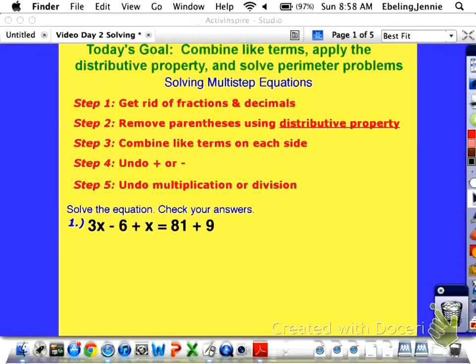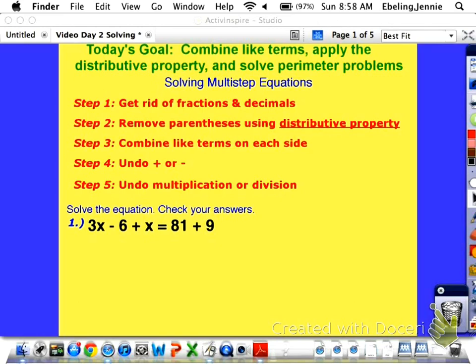Hi, today we're going to be solving some more equations, and our goal today is to be combining like terms, using distributive property, and solving perimeter problems. You'll find the perimeter problems on the video 2B. Okay, let's take a look at what we want to do today.